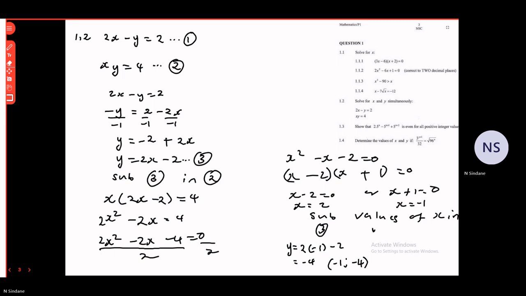Lastly, I'll have y is equals to 2 into 2 minus 2. This will give me y is equals to 2. Then in terms of coordinates, it will be 2 and 2. Right? That is it for simultaneous equation. You can prove your solutions. Don't forget to prove. Always prove your solutions, guys. Okay, let's go to 1.3.